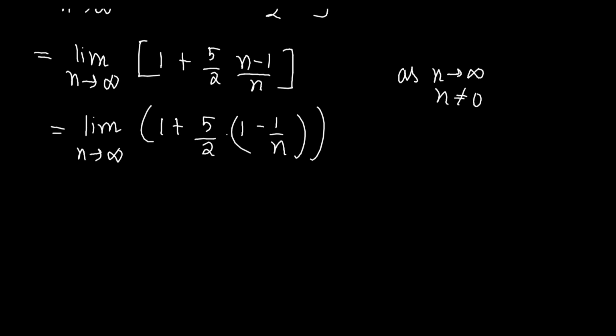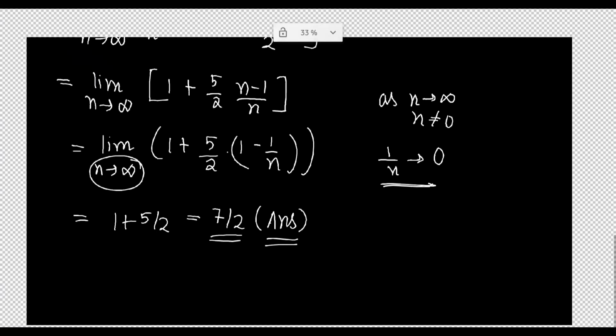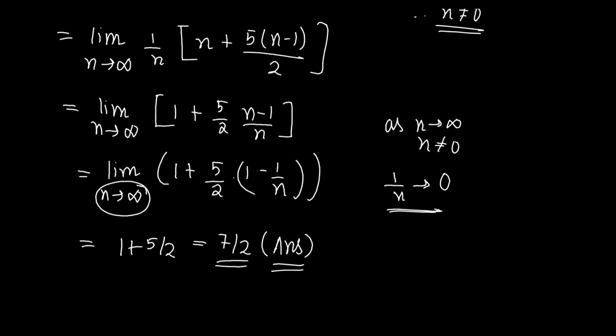So you can see that as n is tending towards infinity, then 1 by n will tend towards what? It will be 0. So here we will write that the final answer is 1 plus 5 by 2, that is equal to 7 by 2 is our final answer. This is the correct answer. So this was a very simple sum, but very interesting.